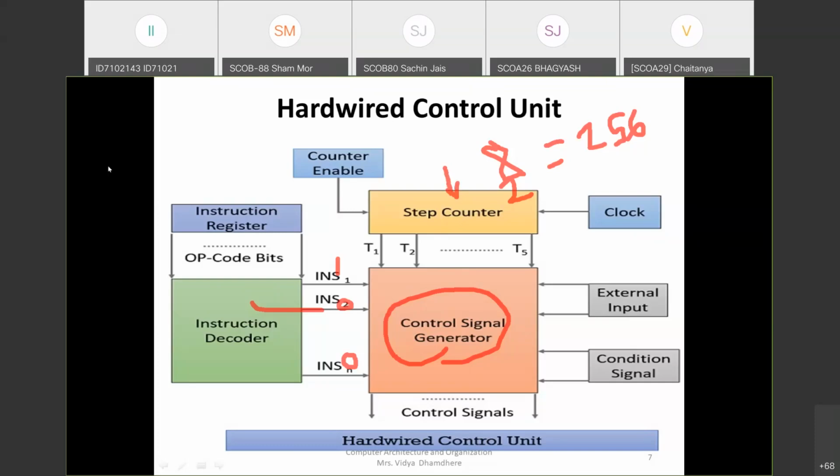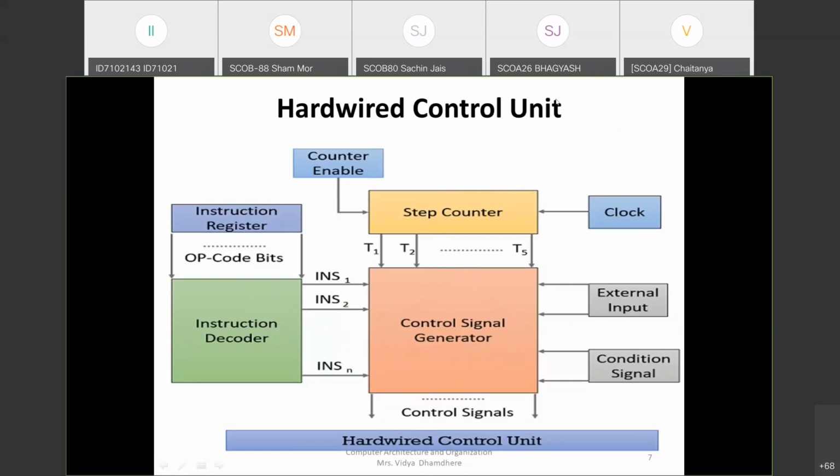Now we are going to see how these hardware control units are designed. Did all of you understand this block diagram of the hardware control unit? Please put it in the chat box. Okay.